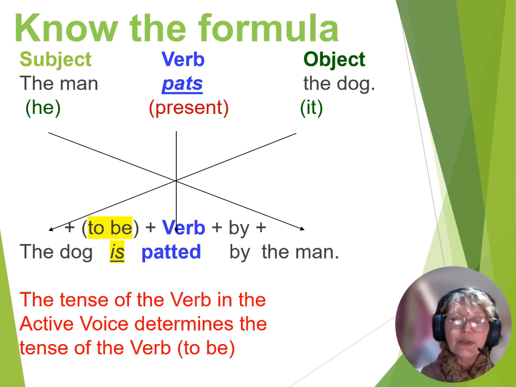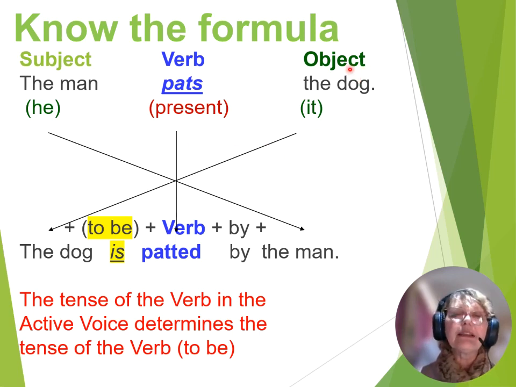So let's look at this example. Know the formula. We have subject, verb, and object. Okay, now let us see what we can do here. There's our subject, the man. Pats, that's the verb, and it's in the present tense. The dog, the object. And if we were to replace this with pronouns, we would say he pats it.